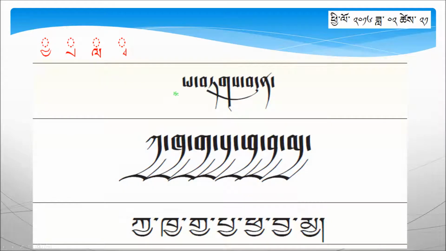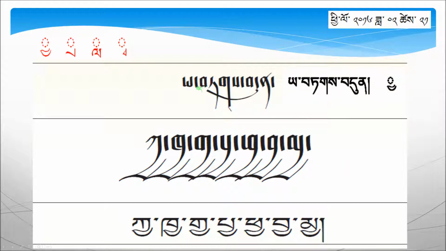Now, how many yatas are there? The question is about the notation for the letter ya. This could go to 7 different letters in the alphabet: ka, kha, ga, and then pa, pha, ba, ma. These are the 7 letters to which you could attach the subjoined letter ya. This is in ume, the headless letters, and down here we have the same thing in uchen, the headed letters.